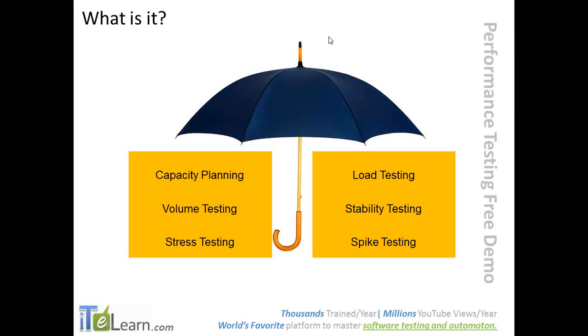When we talk about endurance or stability testing, we are talking about the application behavior under increasing loads for longer periods. And spike testing is where we are abruptly increasing the load. We had categorized it into different buckets. So those are a few categories that come under the umbrella of performance testing.